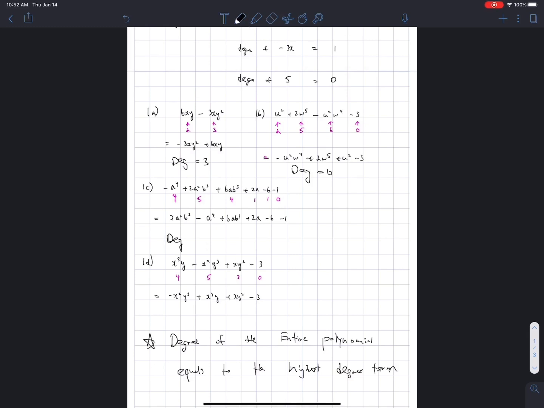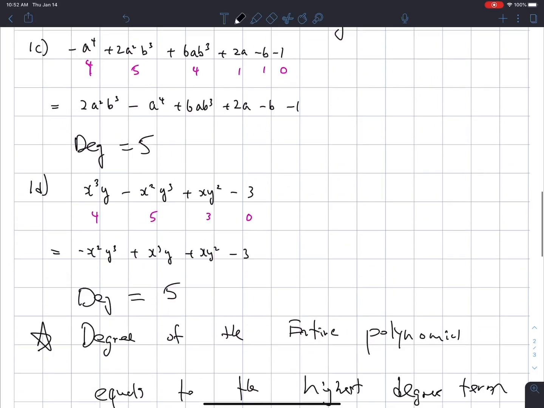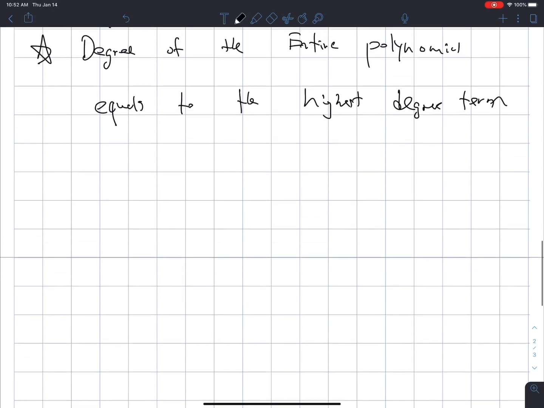highest degree term is 5, so the degree for the entire polynomial is 5, and for 1d as well, the highest degree term is 5. So for the entire polynomial, the degree is going to be 5. And that's it for question 1. I will see you in question 2.